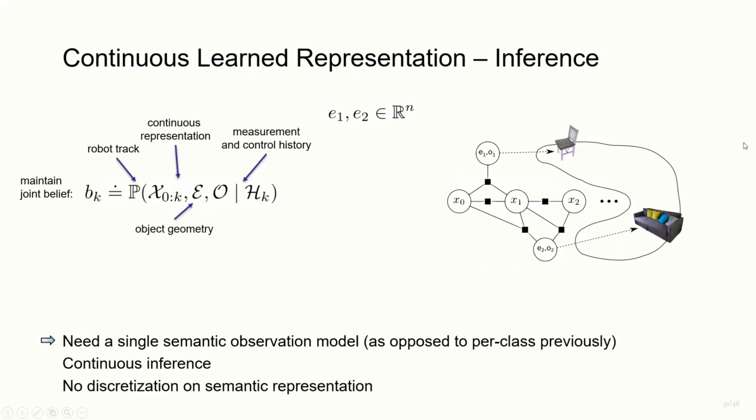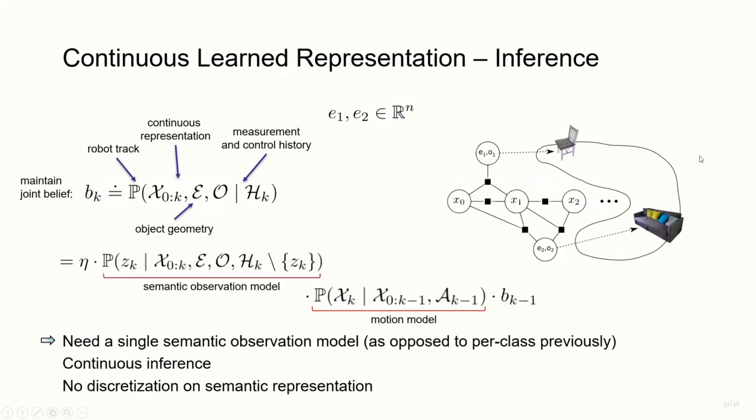Explicitly, in inference in this case, we maintain a joint posterior over robot track, object geometry, and per-object continuous semantic representation vector. If we again split it recursively, at time step k we obtain the belief from the previous time updated with the motion model and the semantic observation model. And then the approach boils down to coming up with this semantic observation model.